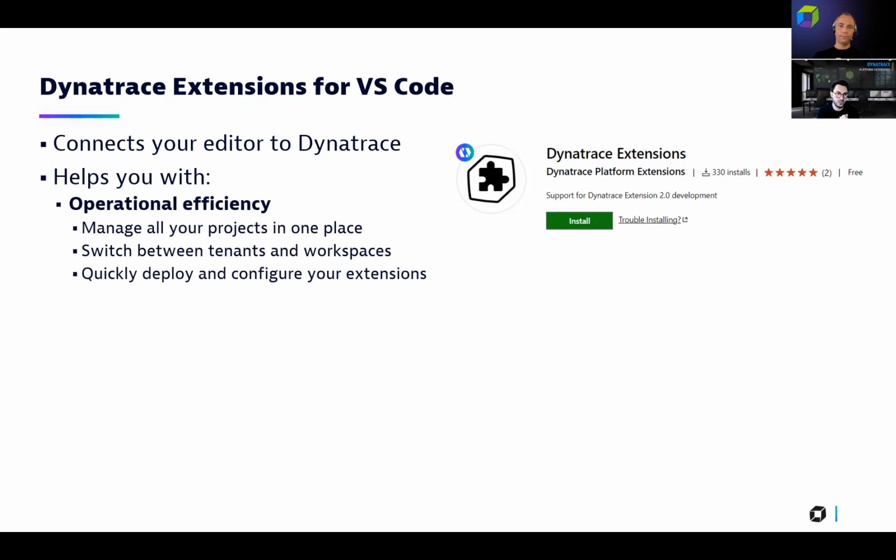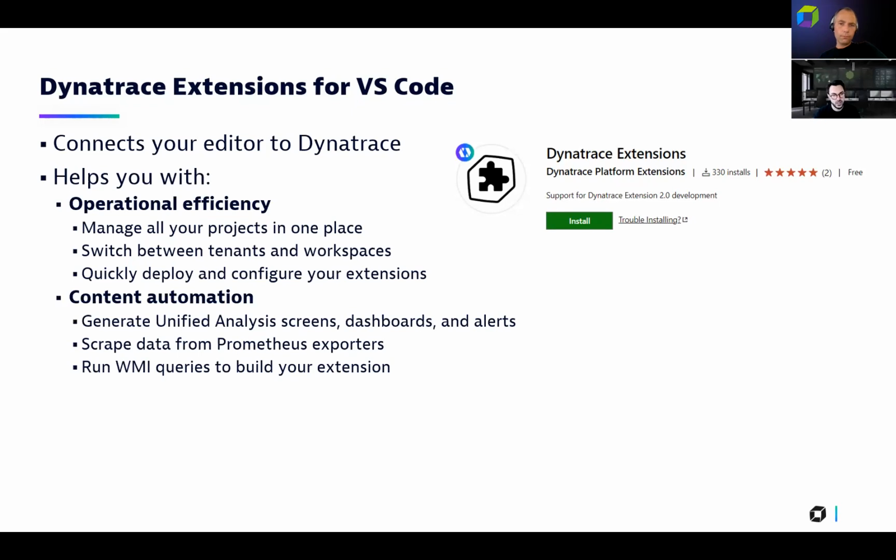Number 1, operational efficiency. As you're starting to create multiple projects for extensions, you should have the ability to easily switch between them. You should be able to work with your environment, but at the same time with multiple environments. So if you need to deploy the same extension across different environments, you should be able to quickly switch between them. And needless to say, of course, building, signing, deploying, configuring should be done in an automated way very quickly.